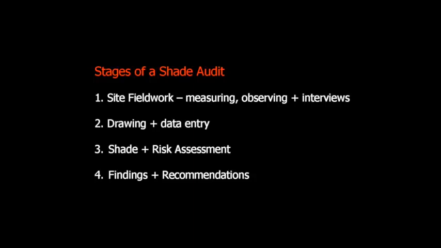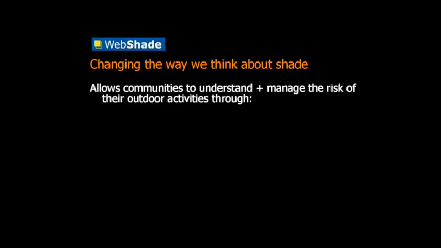Very briefly, there are four different stages of the shade audit, or the shade assessment. It's necessary to visit the site and carry out site field work, including understanding how the site is used as well as measuring and observing the site, drawing in the site and entering the data into the computer. Then comes the process of following through on shade and risk assessment, and finally the recommendations and findings. So there are four quite distinct stages, and it's a bit of a process, but the idea with the software is that it makes it quite accessible to people that want to do it.